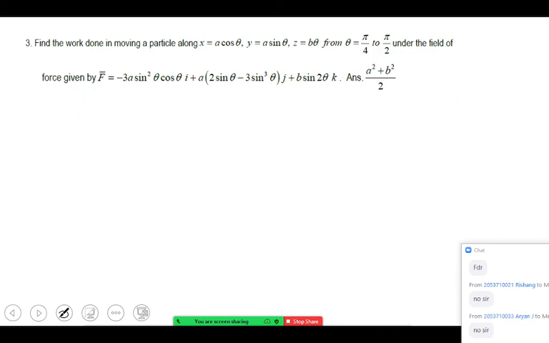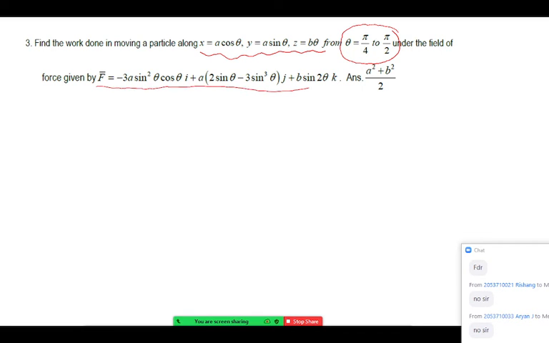Question number 3. Can you tell me step number 1? To find the work done in moving a particle along this curve. Now what is the equation of the curve? The equation of the curve is already given in parametric form, so there is no need to find the parametric equation again. Already x, y, z are given in theta only. And we have to find the work done from pi by 4 to pi by 2. The limits of integration are given, and vector f bar is given. So everything is given, we just have to do the calculation.